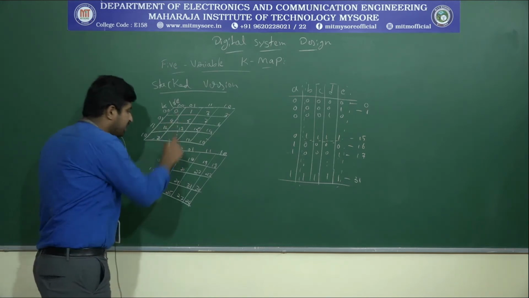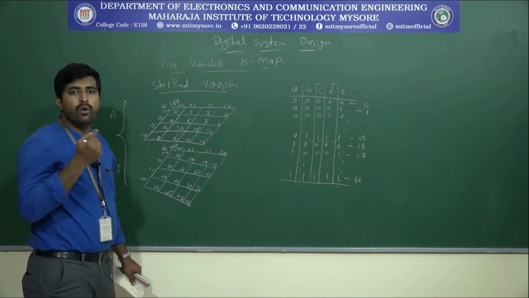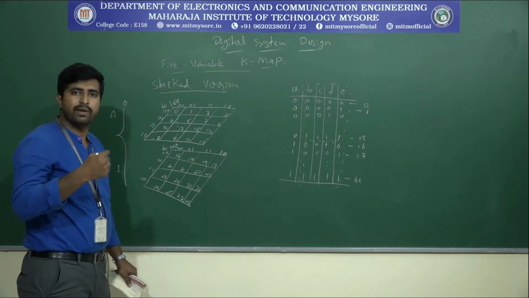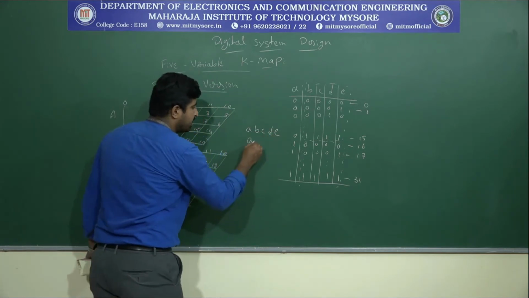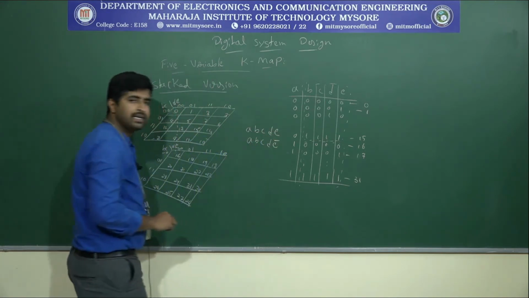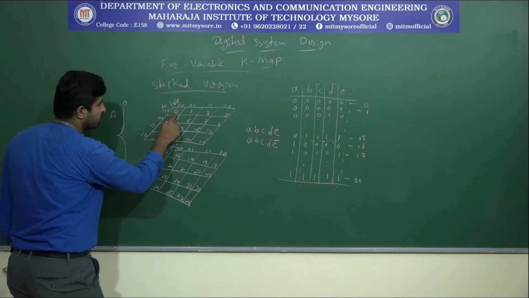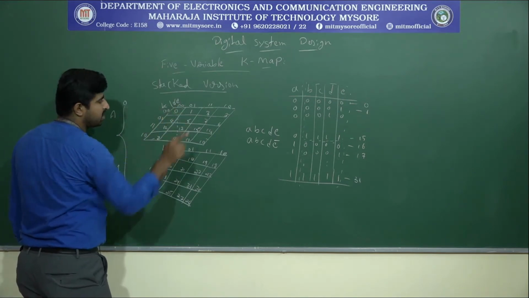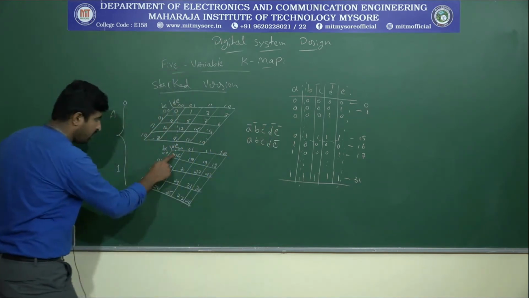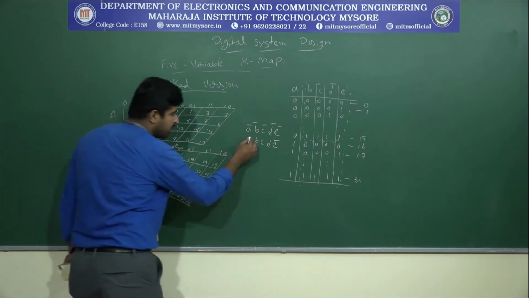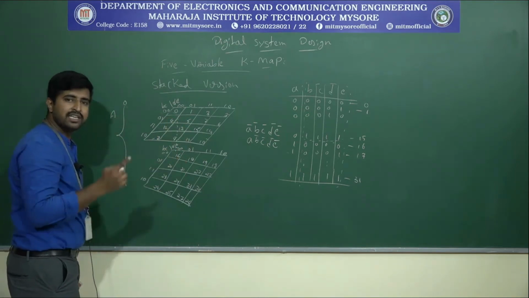Keep in mind the physically adjacent cell should also be logically adjacent. Logically adjacent means only one variable should change over, and the remaining will be the same as it is. For example, A, B, C, D, E, only one term should change over. Remaining should be as it is. See here, if you take cell 0, that corresponds to A, B, C, D, E equal to 0, 0, 0, 0, 0. That means A bar, B bar, C bar, D bar, E bar. If you look at 16, A is 1, so the remaining are the same as it is. So cell 0 is adjacent to 16.